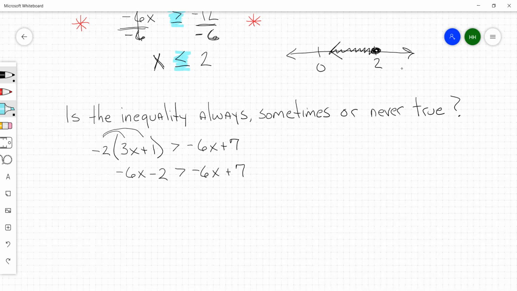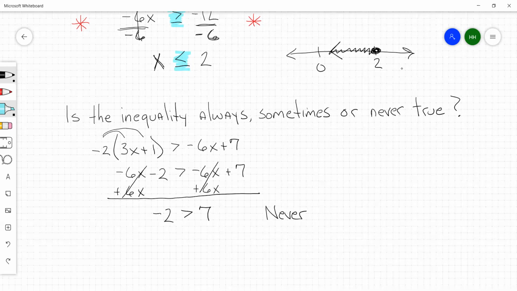So now, if you move the variable next, and some of you will recognize this right now, if you add 6x to each side, you're going to get these 6x's cancel, and so do these. And you're going to get negative 2 is greater than 7. Now, since negative 2 is never greater than 7, you're done. And the answer is never. All right? This inequality is never true.